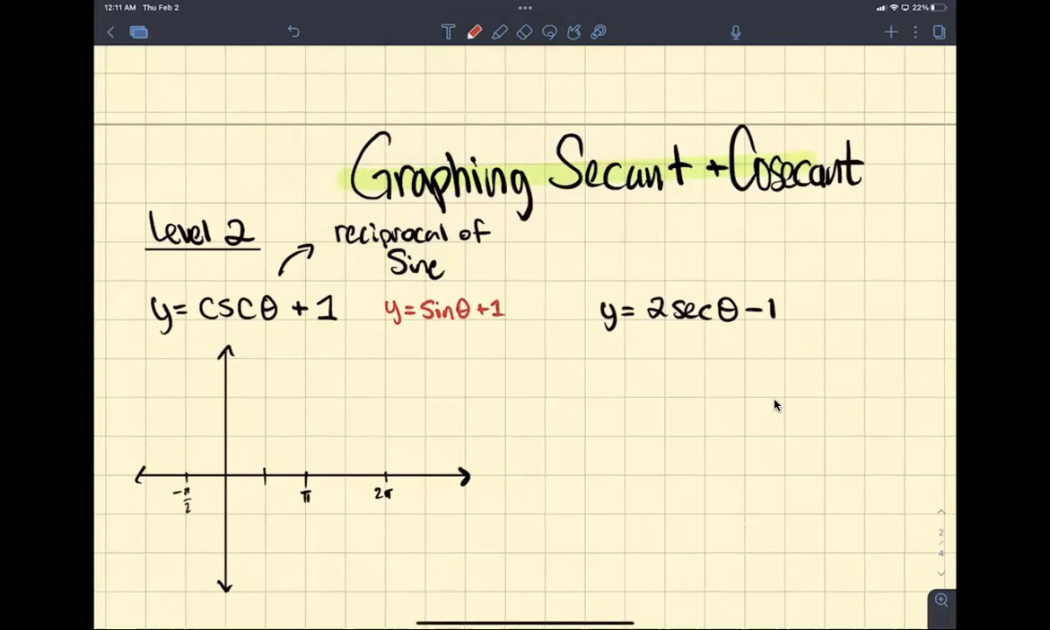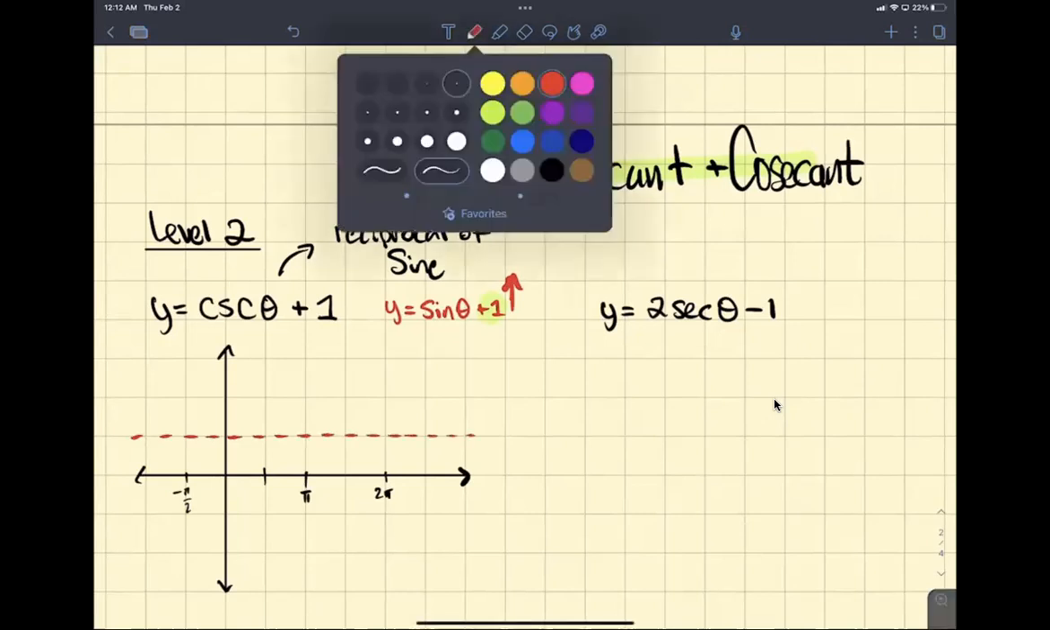So what do we know about y equals sine theta plus 1? Well, the plus 1 means we have a vertical shift up. We're gonna move our graph up. That means our midline is y equals 1, so our midline goes here. And then we just draw a regular sine graph on this midline, okay?